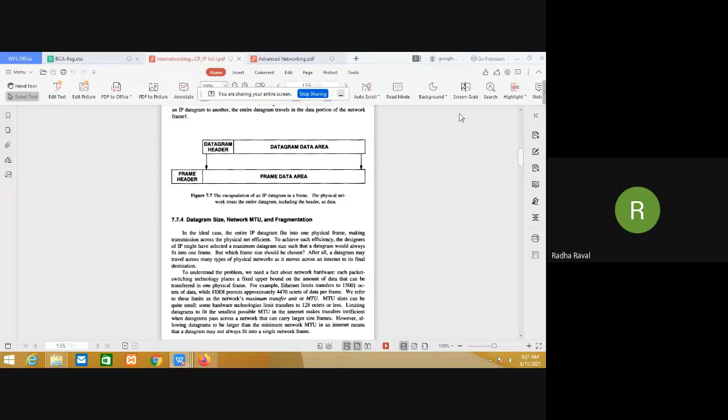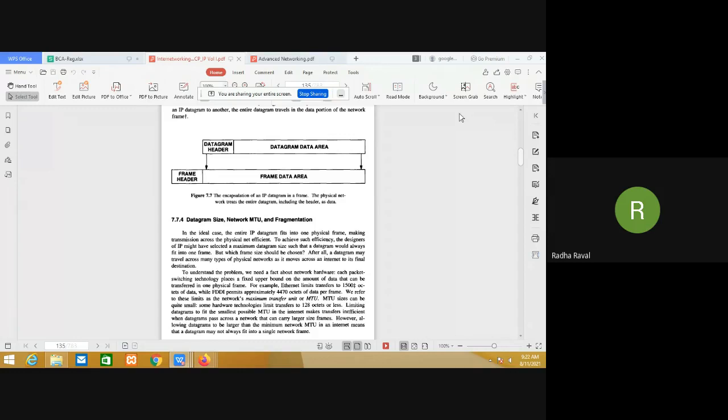So now we are talking about datagram size. Now your packet is ready. Your frame is ready. And now you have to check whether your datagram size fits the generalized size or not. You need to check maximally how much you can transfer. That term is known as the maximum transfer unit, MTU.